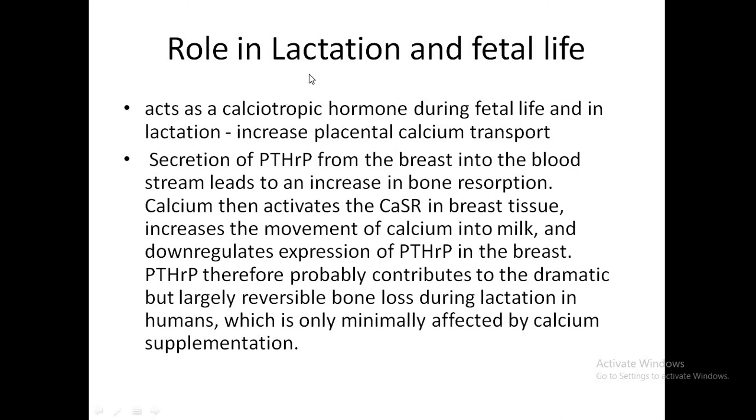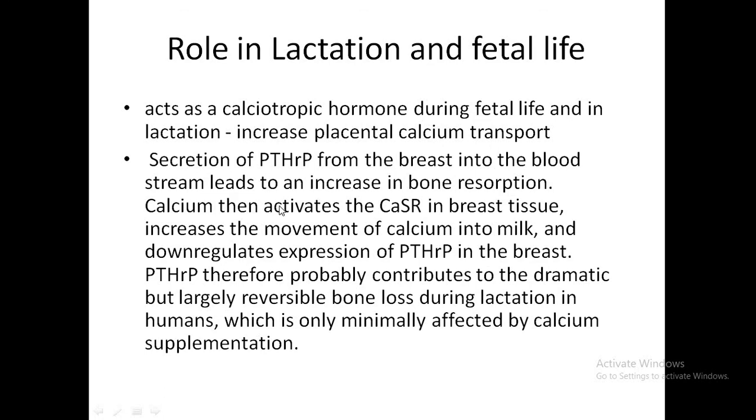And PTHrP acts as a calciotropic hormone during fetal life. See that, this is very important, and in lactation. So it increases the placental calcium transport, actually, the PTHrP. And secretion of PTHrP from breast into the bloodstream leads to an increase in bone resorption. So this could explain why you have increased bone loss during lactation.